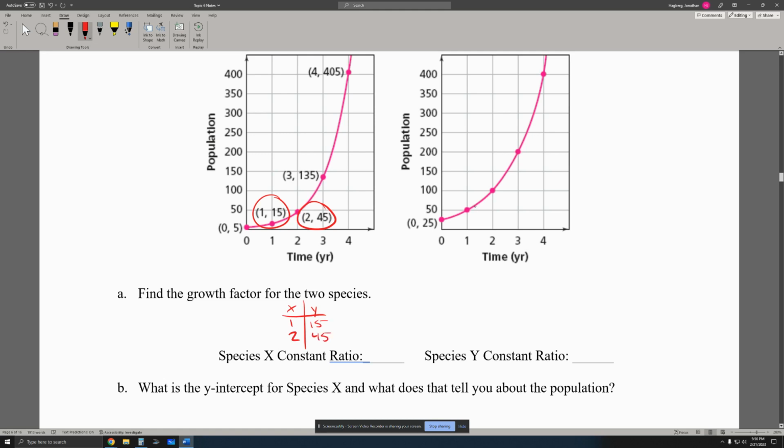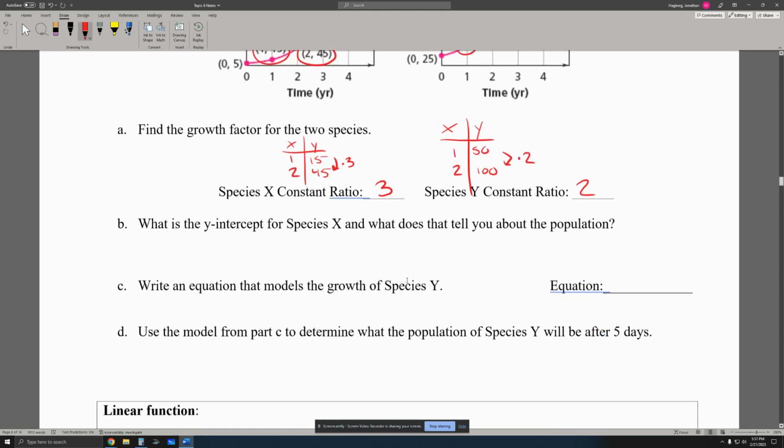Remember, the growth factor, or the constant ratio, is what happens to y as we move between successive x's, as we increase x by 1. Well, we're multiplying these y values by 3. Therefore, the constant ratio for species X is 3. For species Y, again, we can construct a table of values using these 2 points. So table of values, here we have 1, 50 and 2, 100. The growth factor here is times 2. So our constant ratio is 2.